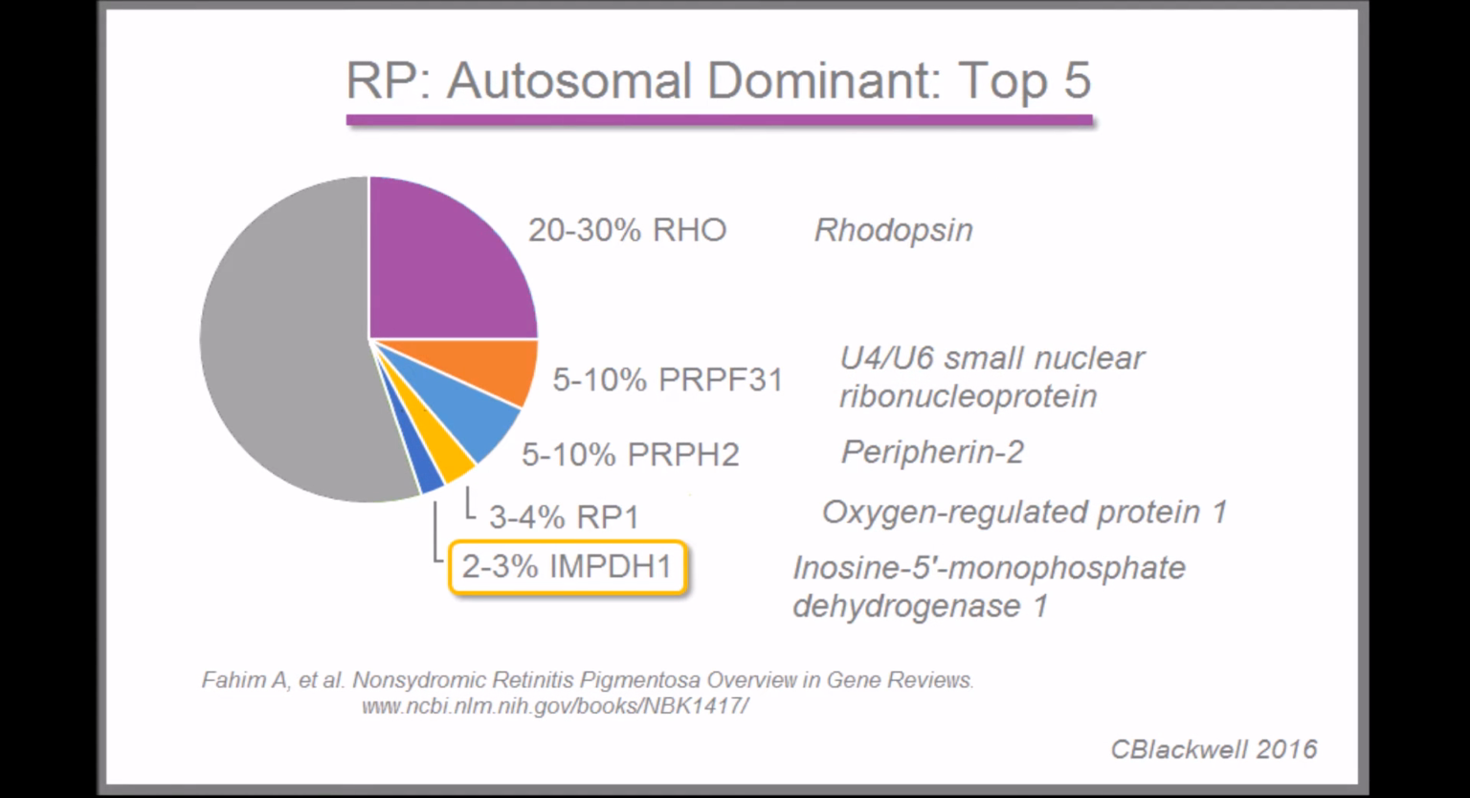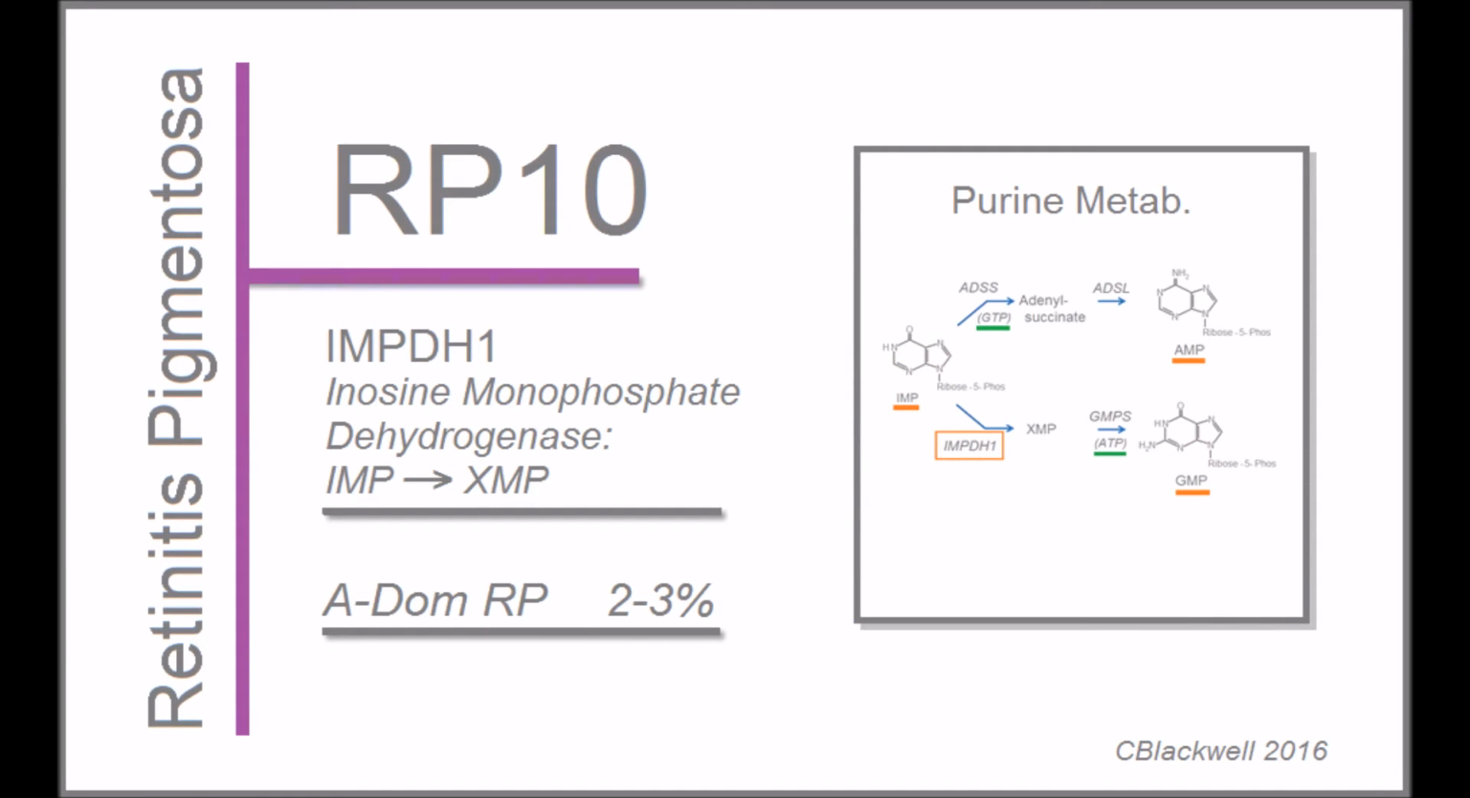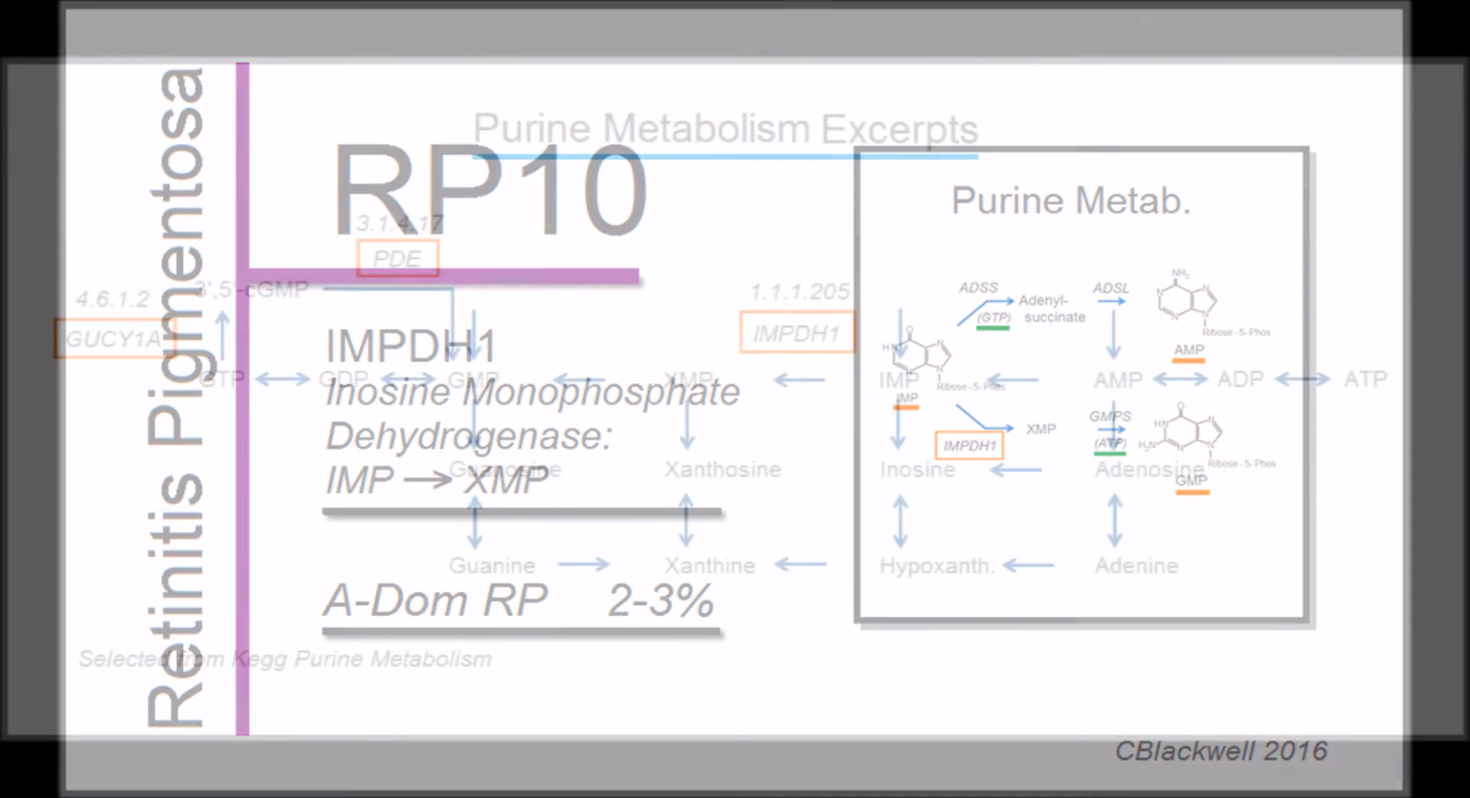Number 5 on our list is IMPDH1. It is an enzyme important for the synthesis of the purine nucleotides adenine and guanine. It is the rate-limiting step in their synthesis, so defects here affect many cellular functions which depend on these nucleotides.